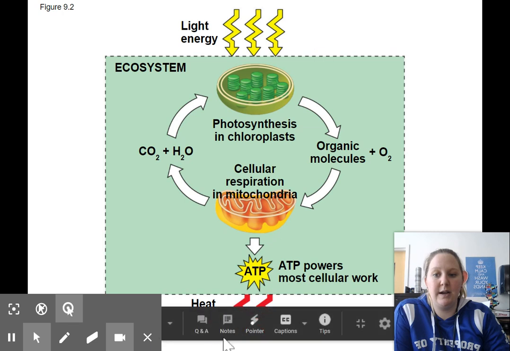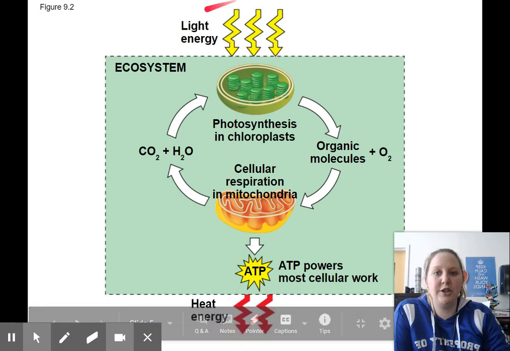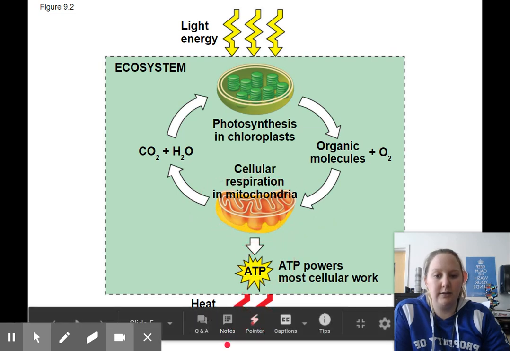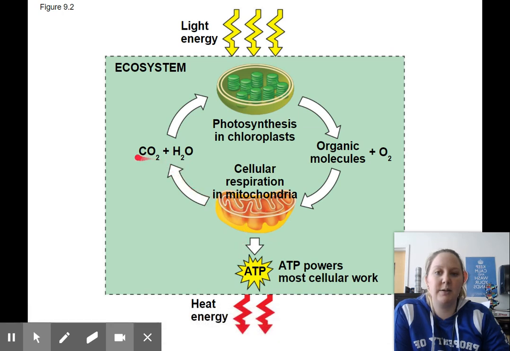So here we have our light energy entering into the ecosystem. It goes into photosynthetic organisms. That makes organic molecules and oxygen that are used by the mitochondria to produce ATP. It leaves as heat. And then cellular respiration makes carbon dioxide and water that are used in photosynthesis.